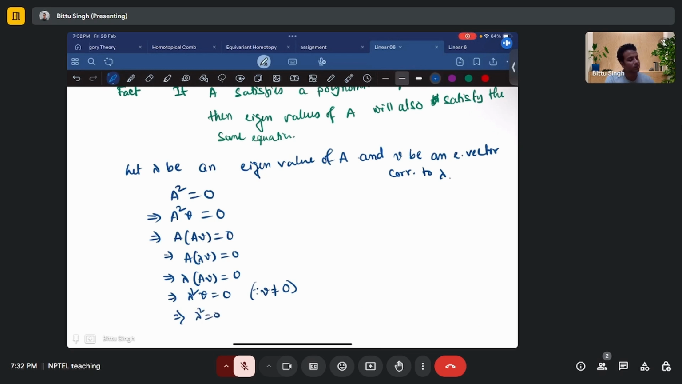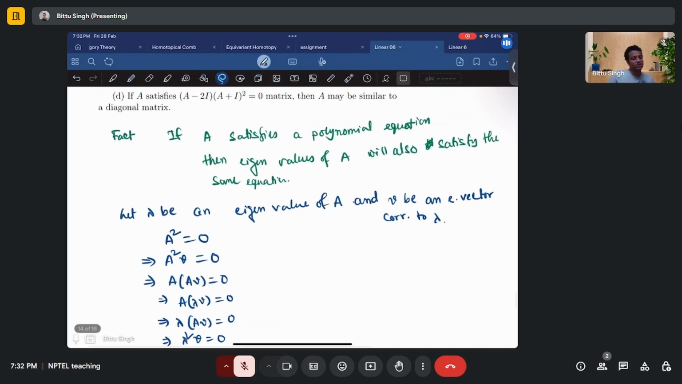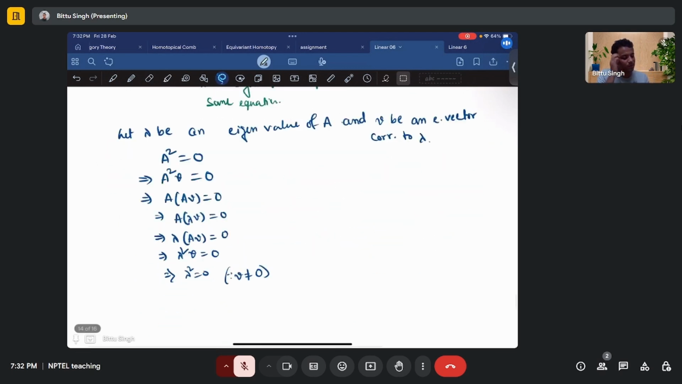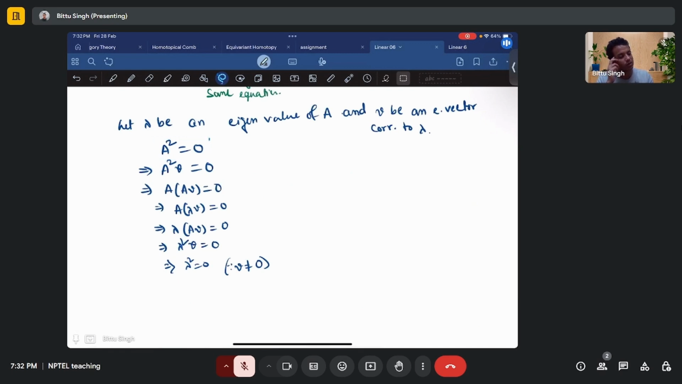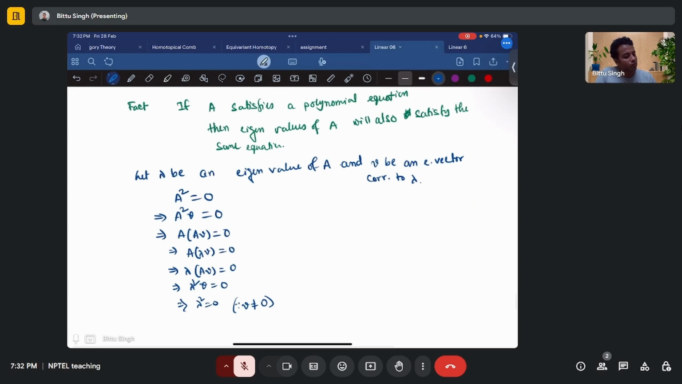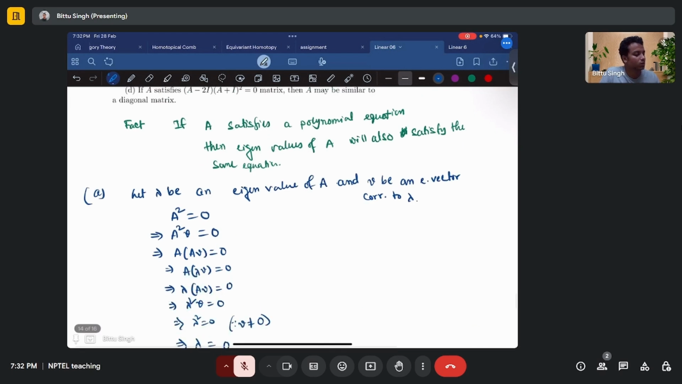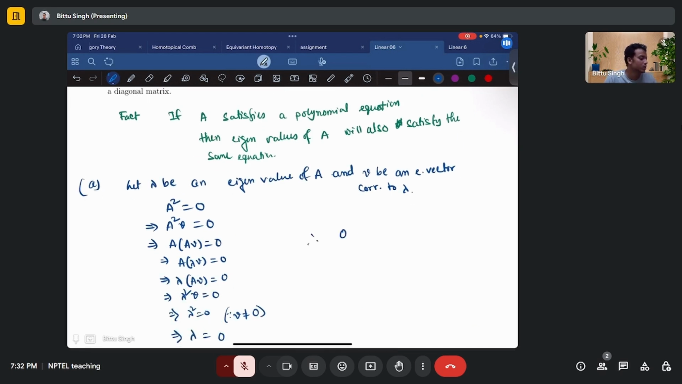So similarly, you can see that if A satisfies some polynomial equation, then the eigenvalue will also satisfy the same equation. For example, A square equal to 0, and we get lambda square equal to 0. The eigenvalue will satisfy the same equation. So from here it is clear that for option A, lambda equal to 0. 0 is the only eigenvalue of A.